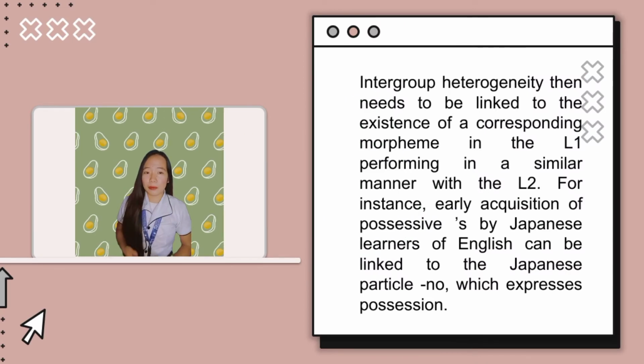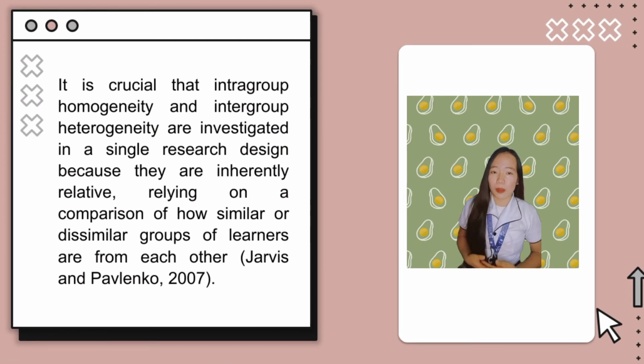So cross-linguistic performance congruity needs to be linked to the existence of a corresponding morpheme in the first language performing in a similar manner with the second language. For instance, early acquisition of possessives by Japanese learners of English can be linked to the Japanese particle no, which expresses possession. It is crucial that intragroup homogeneity and intergroup heterogeneity are investigated in a single research design because they are inherently relative, relying on a comparison of how similar or dissimilar groups of learners are from each other.